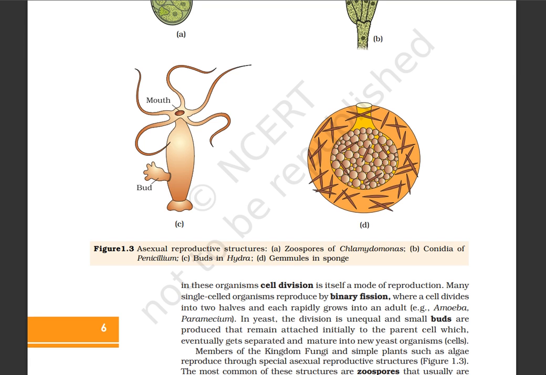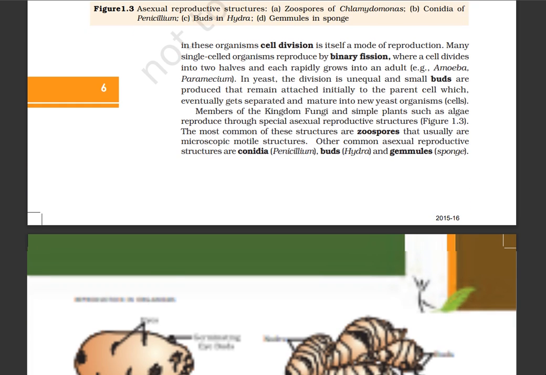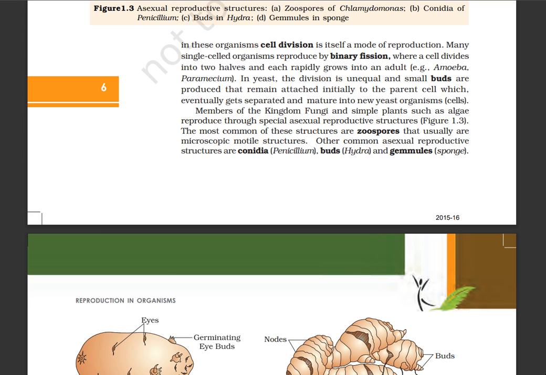In yeast, the division is unequal and small buds are produced that remain attached initially to the parent cell, which eventually gets separated and matures into new yeast organisms. Members of the kingdom Fungi and simple plants such as algae reproduce through special asexual structures, Figure 1.3. The most common of these structures are zoospores that usually are microscopic motile structures. Other common asexual reproductive structures are conidia in Penicillium, buds in Hydra, and gemmules in sponges.